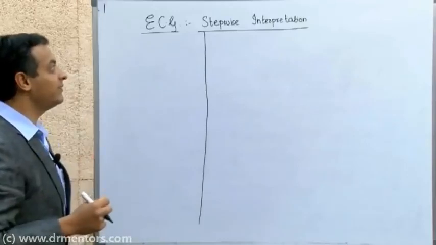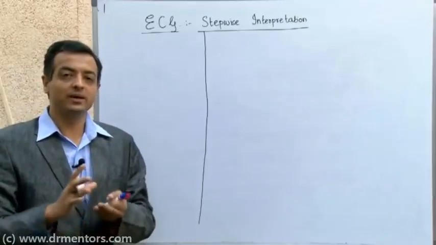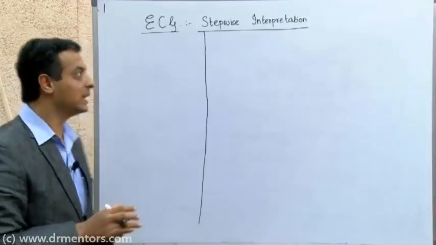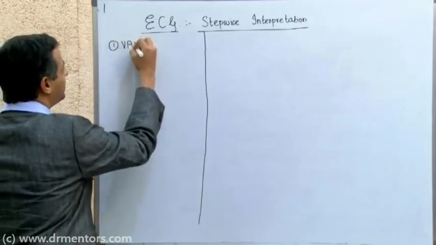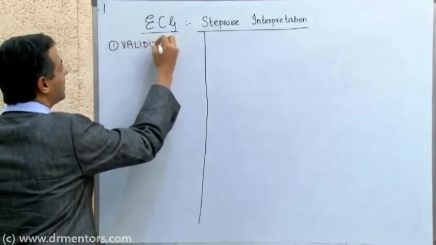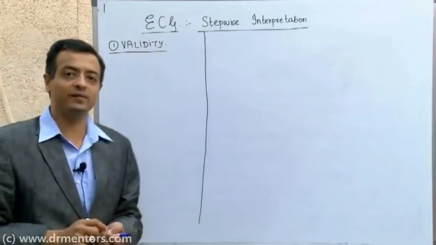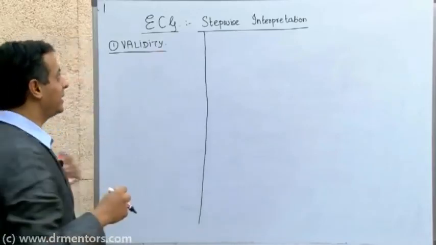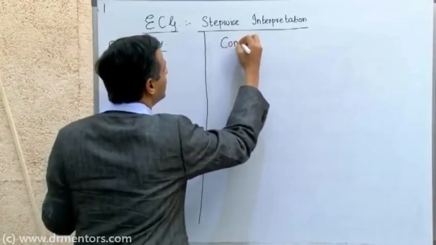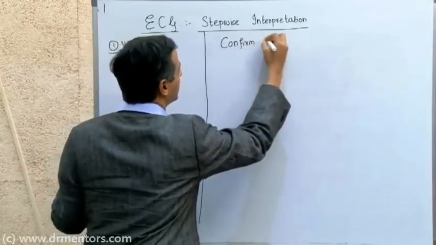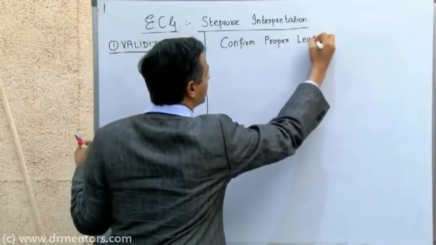The first thing when we get an ECG in our hand is not to start counting the squares, not to start looking at the waveform, but the first step is to confirm the validity of the ECG. What do you mean by validity? Validity means you want to confirm proper lead placement.